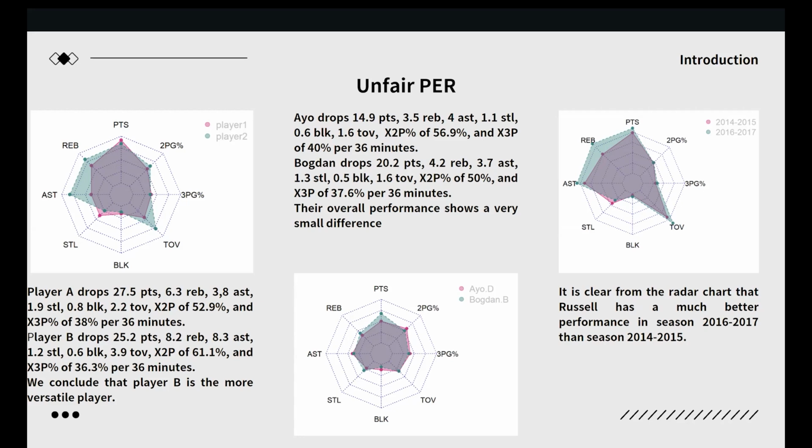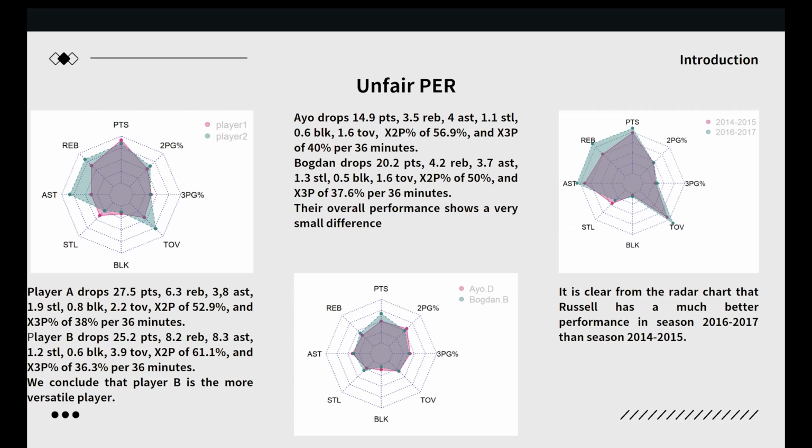It is clear from the radar charts that Russell has much better performance in season 2016 to 2017 than in season 2014 to 2015. But surprisingly, the PER of Russell in season 2016 to 2017 is 30.6 and 29.1 in season 2014 to 2015. The difference in Russell's PER is exactly 1.5, the same as that of AO and Bogdan in the middle picture. It seems that the progress made by Russell in PER does not match the progress in his stats.